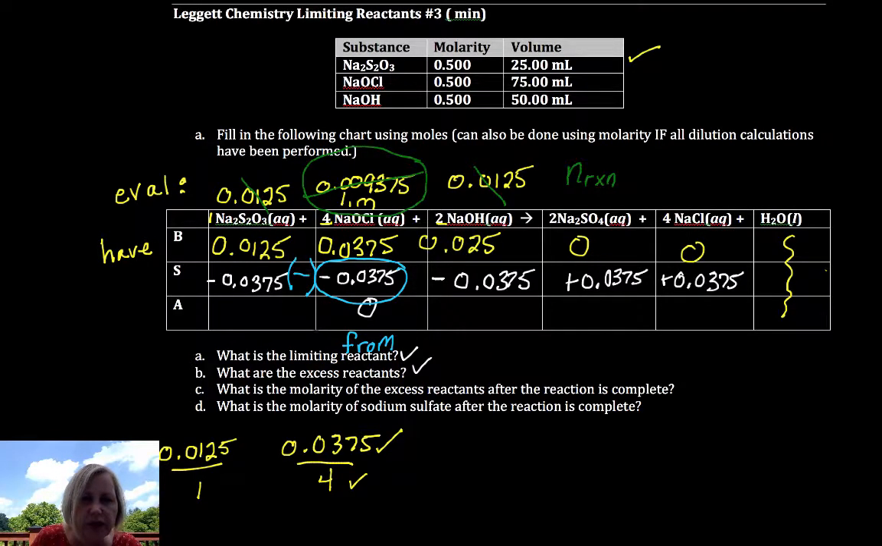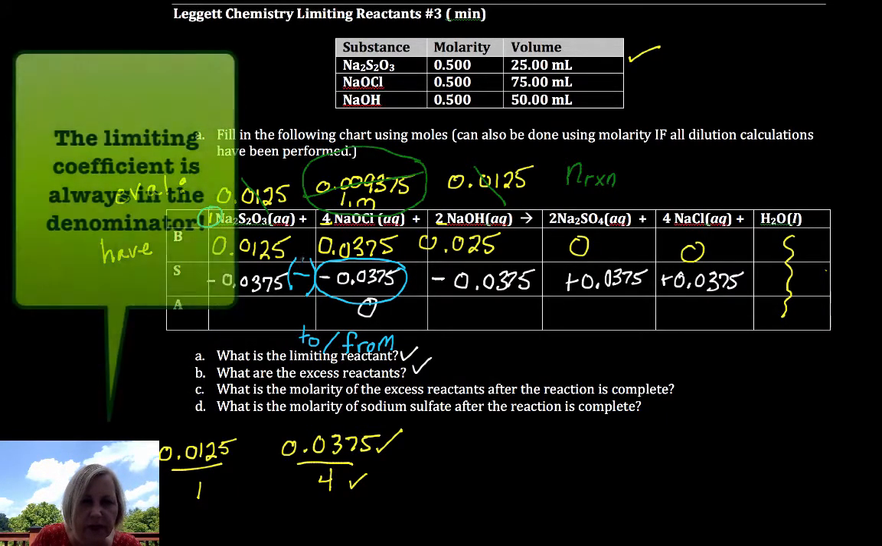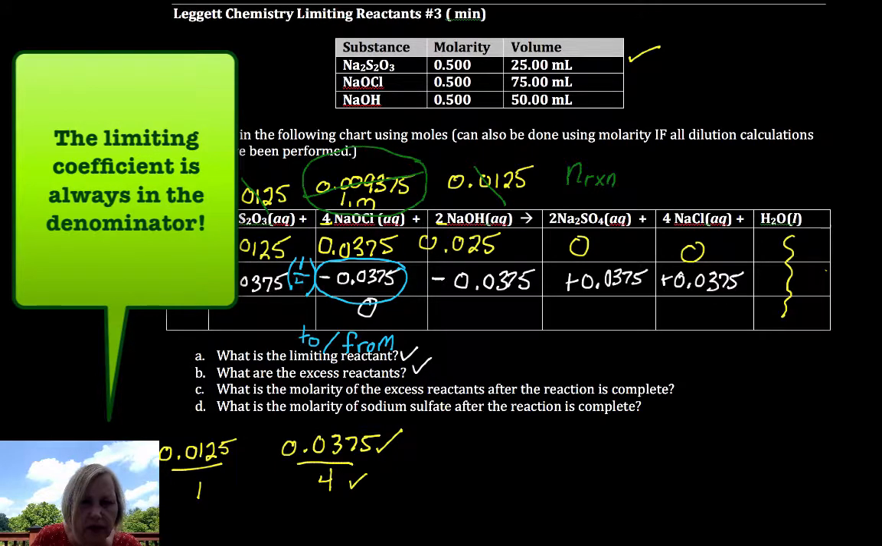And it's always where you're going to divided by where you're coming from. So there's an implied 1 there. So it's 1 over our limiting coefficient. This is sodium hydroxide's 2 over our limiting. Just make sure you put the limiting in the denominator every time. Sorry, that's 2 over 4. Can't quite see that one. And then we have 4 over 4.